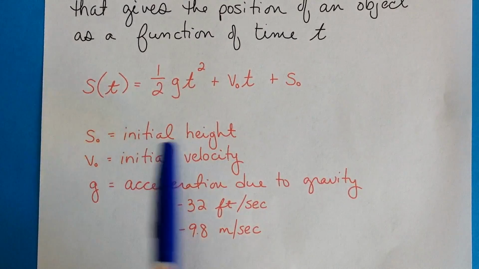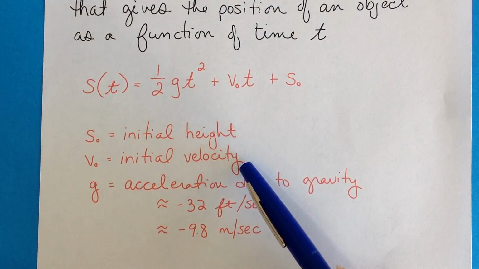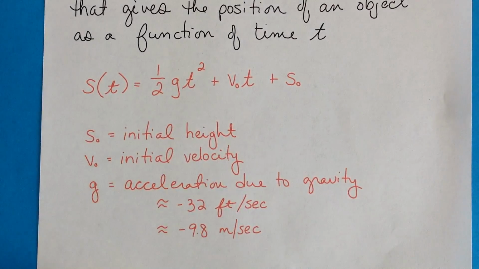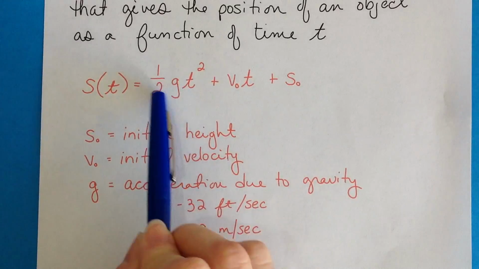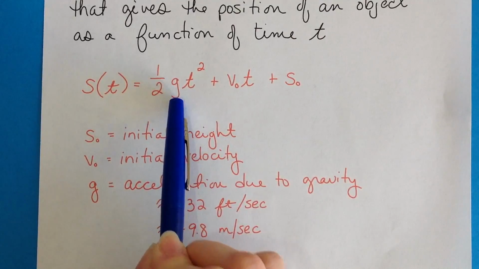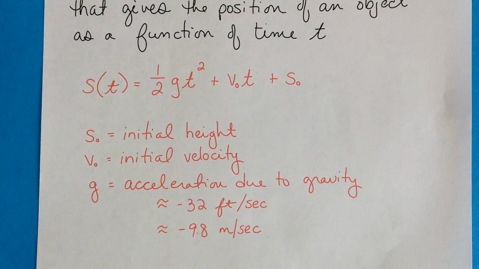So s sub 0 is going to talk about the initial height of the object. V sub 0 is the initial velocity of your object. Now g would be one of these two values, depending on whether you're talking about feet per second or meters per second. So some of the problems that you're going to work will already have this calculated for you, but if they give you the position function with that g there, you'll have to substitute in one of these two values. Of course, you'll know from the values in the problem whether it's feet per second or meters per second that you need to use.